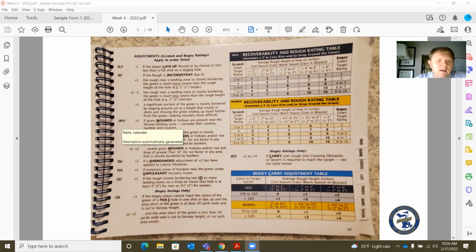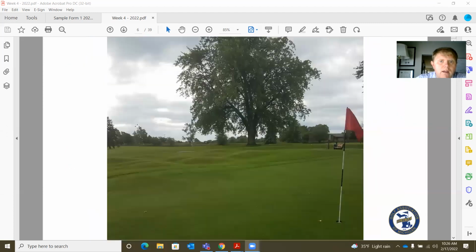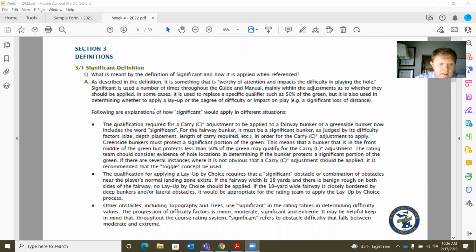And then in this case here, and really in both of these cases with the I pluses, we're looking at a significant portion of the green. So when we talked about significant in the past, there's been a few things, and I think I have it somewhere here, but there is talk about exactly what is significant. Let me see if I can find it. I think I've got it here.